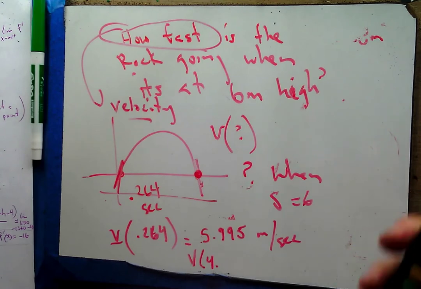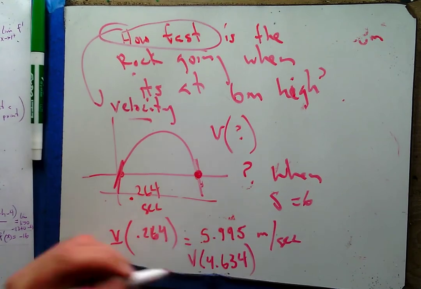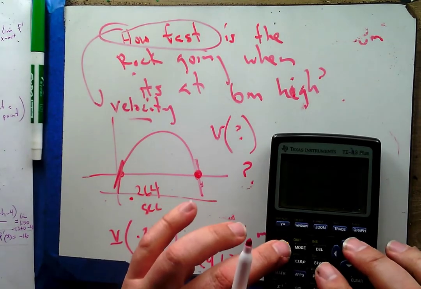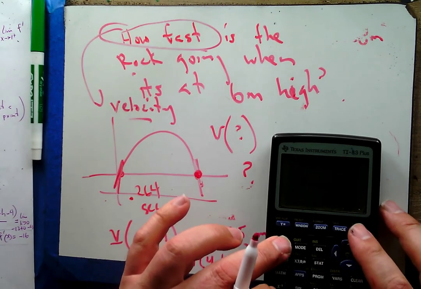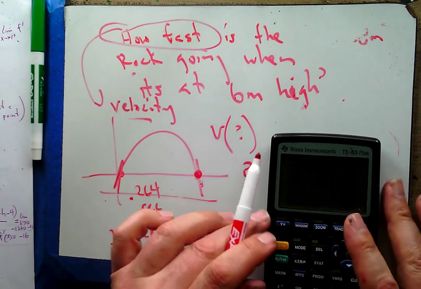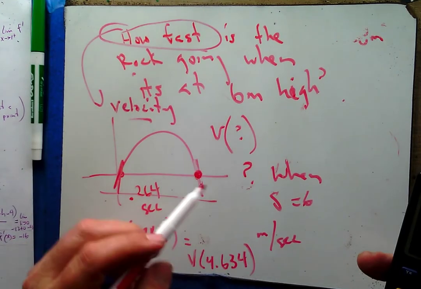And so now I'm looking for velocity at 4.634. Okay, and then I'll use my table feature with velocity to find velocity at that time. Do I have something turned off here? Oh, I'm looking for Y4. Oh, that might change this one. So where's Y4? Oh, there it is. Yep.